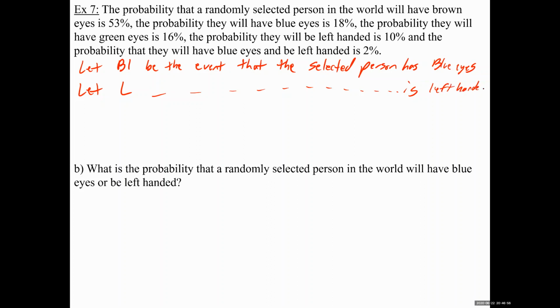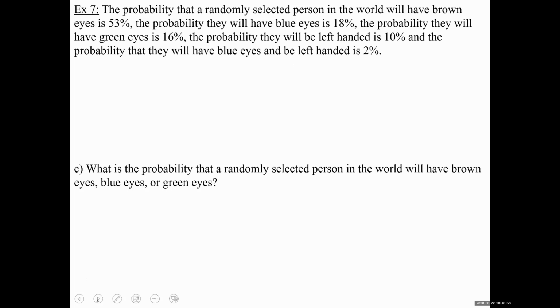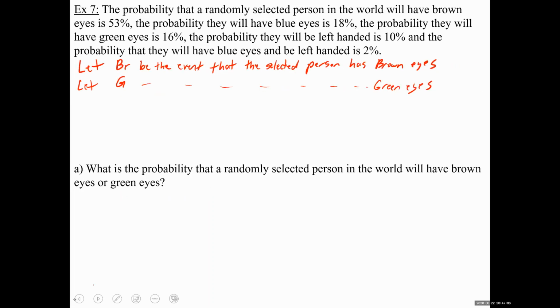I think that's all we're going to need because in part C, it just uses the same stuff again. Brown eyes, blue eyes, green eyes. We already have letters for those. Okay, let's go back to part A. What's the probability that the person in the world will have brown eyes or green eyes? We have to write the notation now. Someone tell me the notation for this problem.